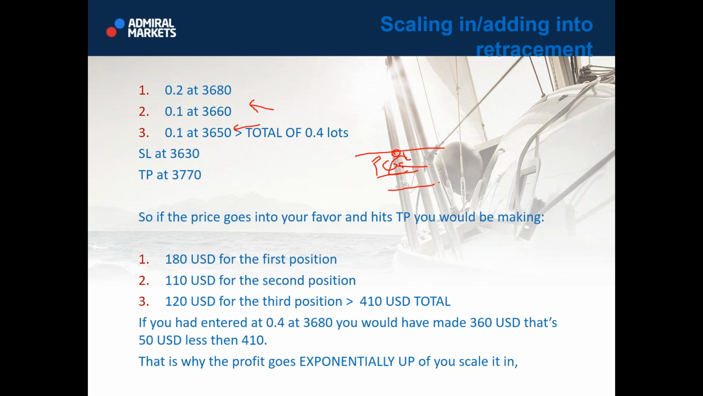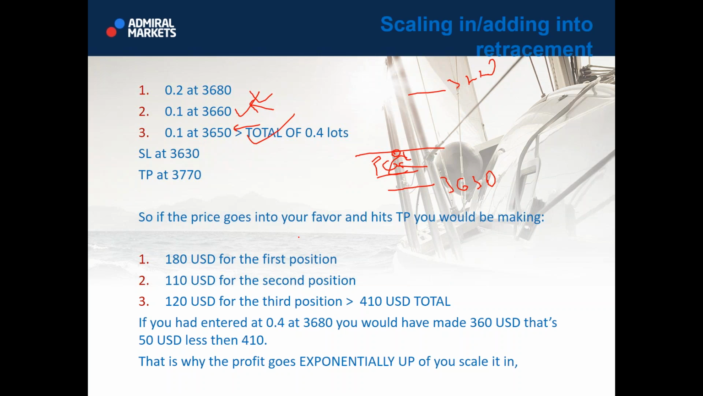But our stop loss is intact. The same stop loss applies for all of these trades. Why? Because we have defined our zone. This is the zone where we expect the price to bounce. So we have defined the zone, we placed our stop loss, we don't move it. And we, let's say, aim for 3770.